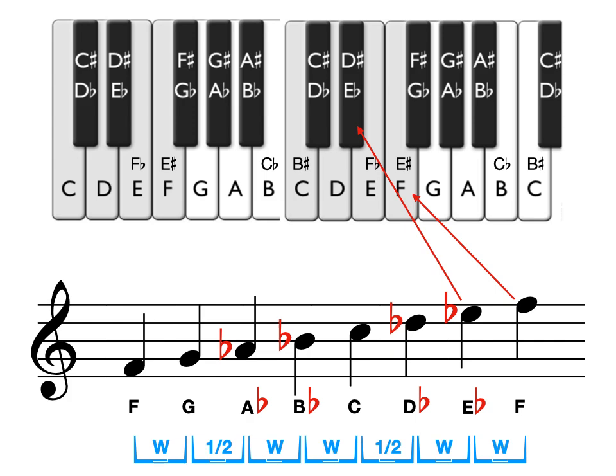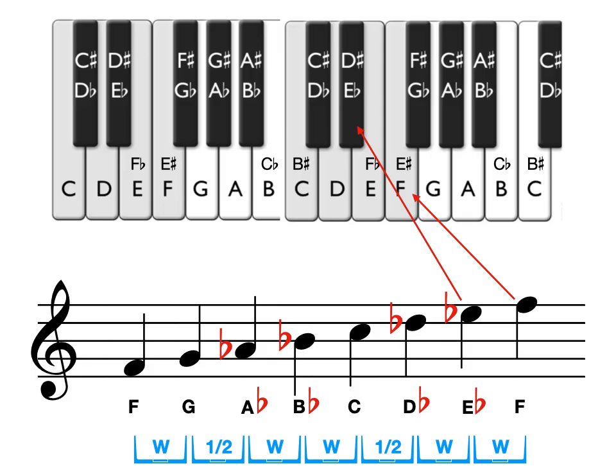Contrast that without the flats, F, G, A, B, C, D, E, F. So you can hear that sounds different. So here's the F minor: F, G, A flat, B flat, C, D flat, E flat, and F. So those are the natural minor.